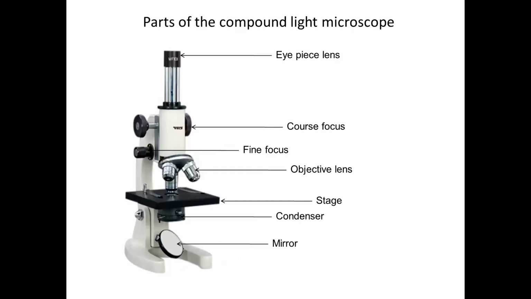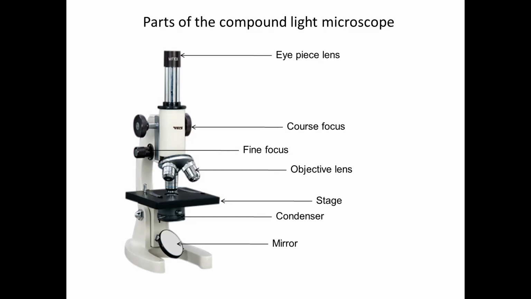Now let us look at the parts of the compound light microscope. This microscope that you see here uses sunlight as the light source. Let's go from top to bottom. On top, you can see the eyepiece lens. That is the point where you have to keep your eye. Then you can see a knob called the coarse focus, which moves the eyepiece lens part up and down.